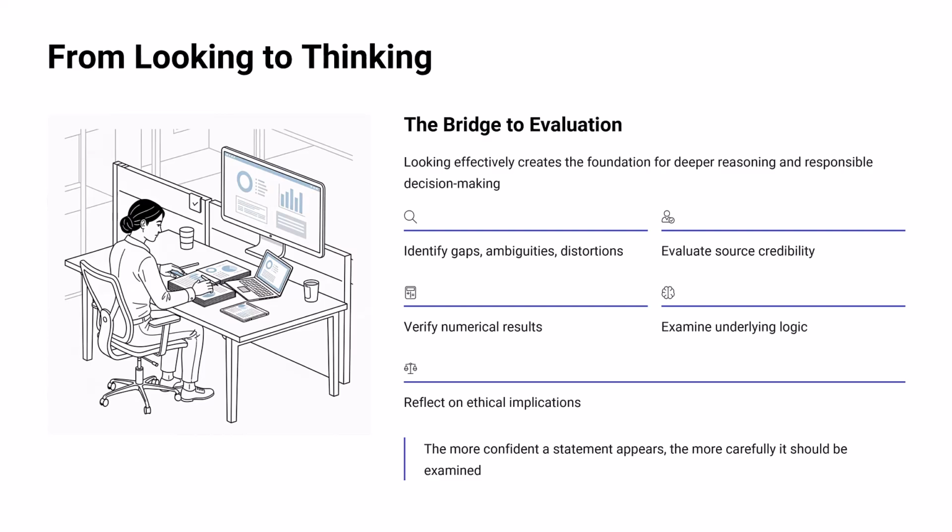Here's the key principle. The more confident a statement appears, the more carefully it should be examined. When accountants train themselves to consistently ask what's missing, they strengthen their ability to provide trustworthy information and analysis. The look step sets up everything that follows, because you can't properly evaluate, verify, or examine something if you don't first recognize what information is incomplete or misleading. This is the bridge from observation to critical thinking.